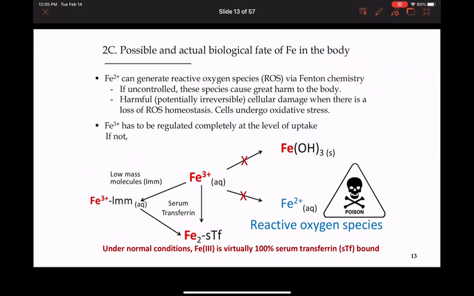So it turns out that the iron that is released into our blood will be virtually 100% serum transferrin bound. That would be the iron that's in our fluid blood. That's not talking about the iron that's in our red blood cells, right? That's iron that's trapped in the hemoglobin form. But what we're talking about was actually fluid, and that's going to be in the transferrin form.